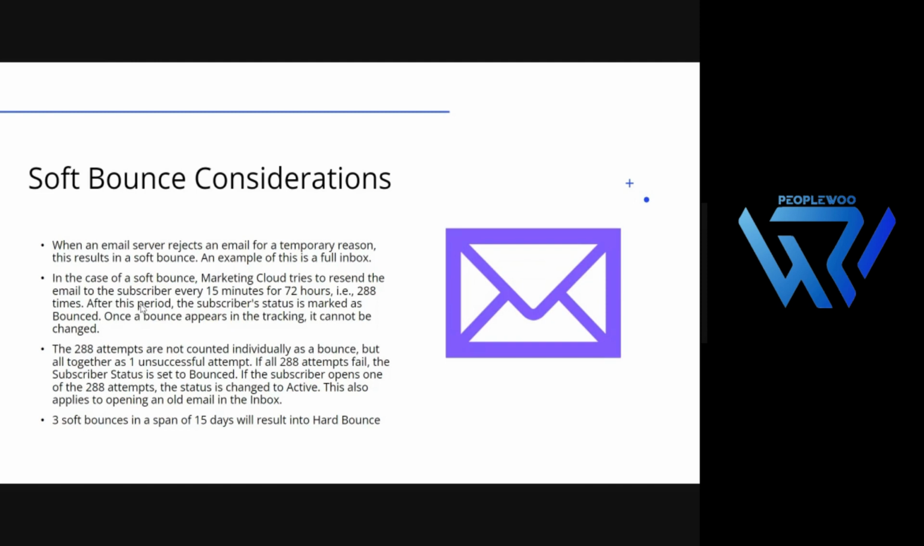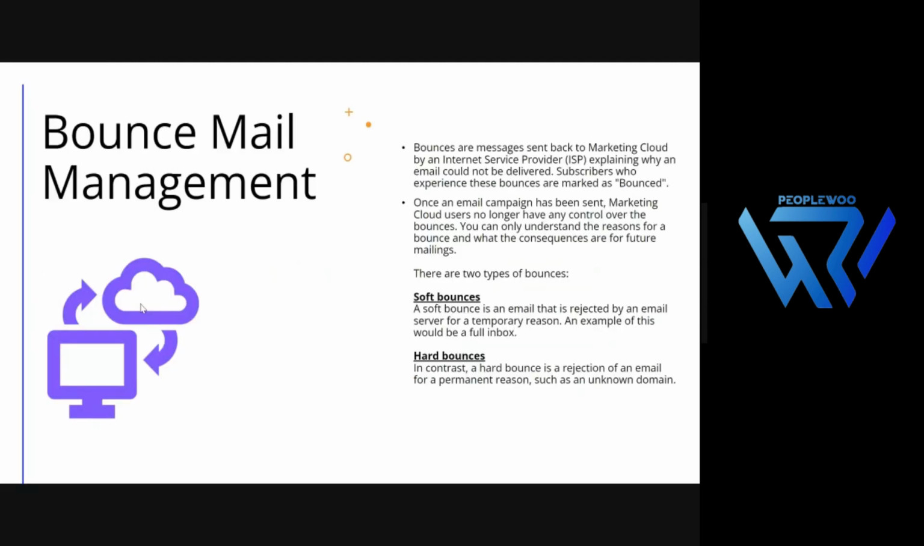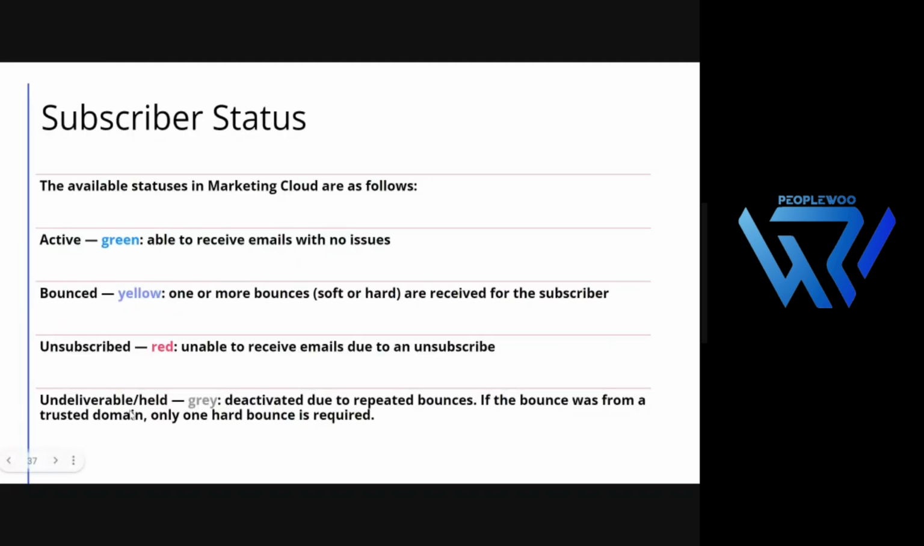And if the subscriber is still unable to receive the email due to a temporary reason, then the subscriber status is marked as hard bounce and the status changes to undeliverable. So there are two factors which define the undeliverable status of a subscriber, which is the last status, defined in gray color.